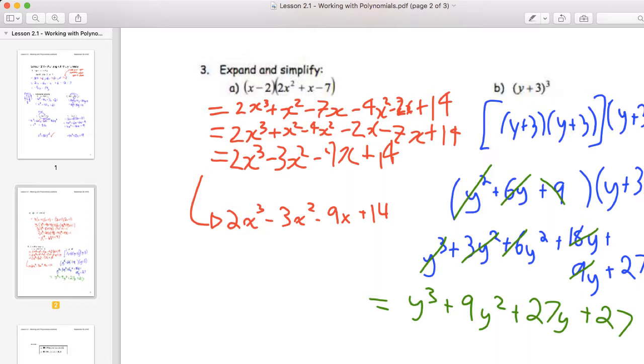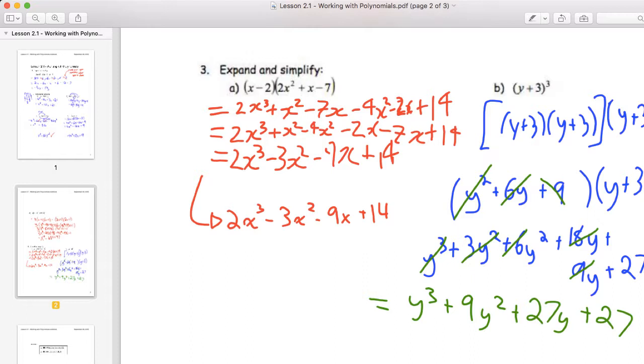For question B, we have an example of a binomial that is being cubed, right? So my recommendation is that when you have an exponent like this, first, of course, you have to write it out as y plus 3 cubed becomes y plus 3 times y plus 3 times y plus 3. And I personally recommend to expand two of them together. So in this case, I did the first two together instead of the last two, but you could also do the last two together as long as you're expanding only two of them first and then multiplying everything out.